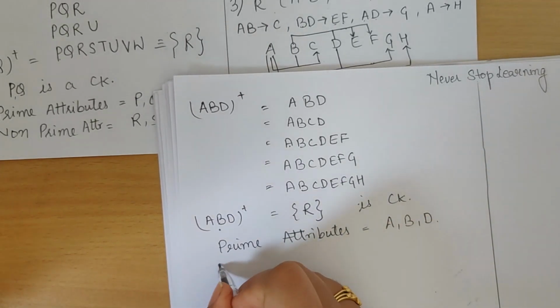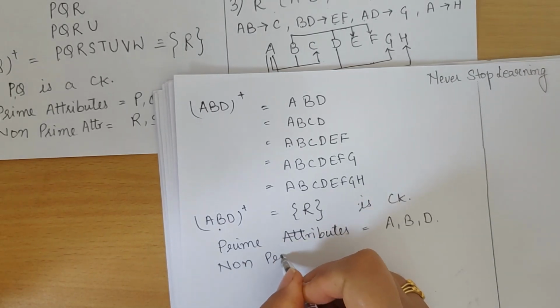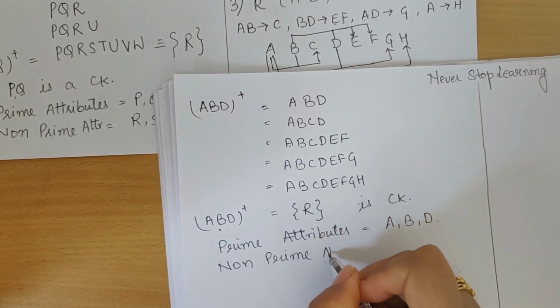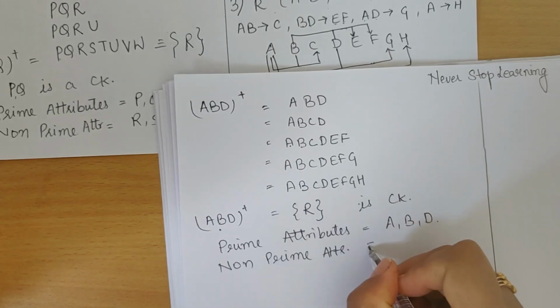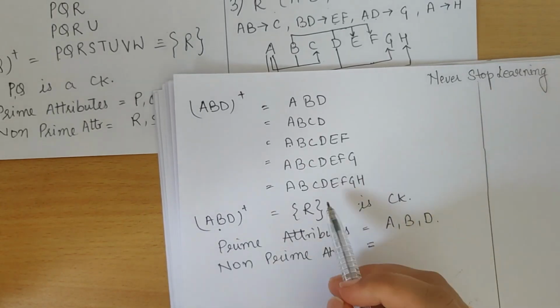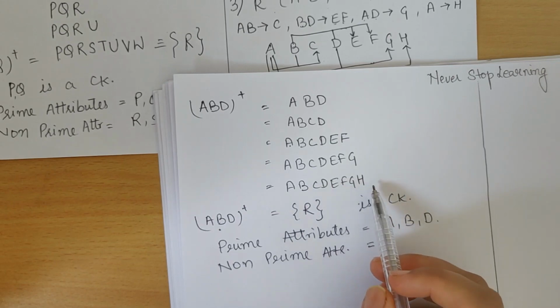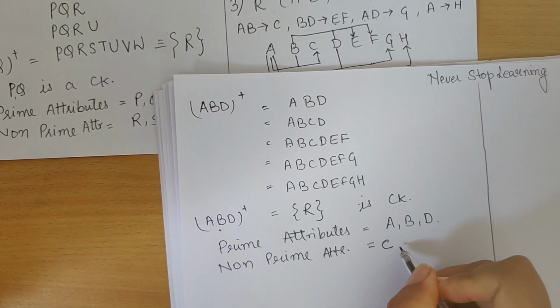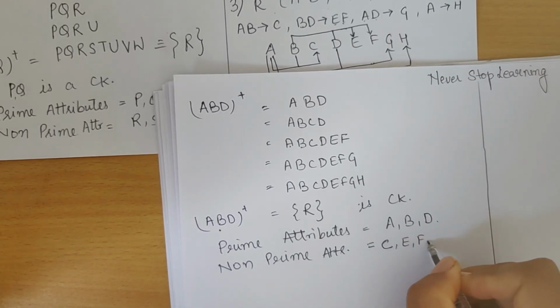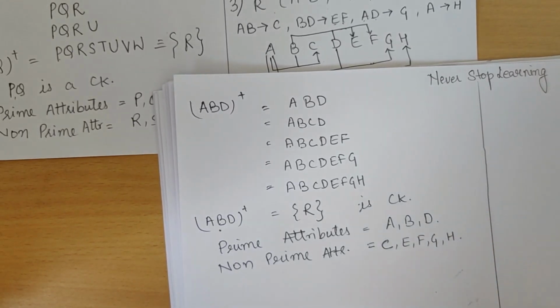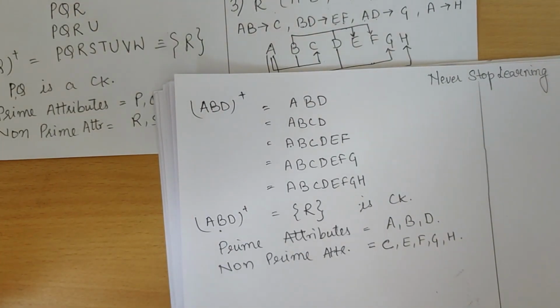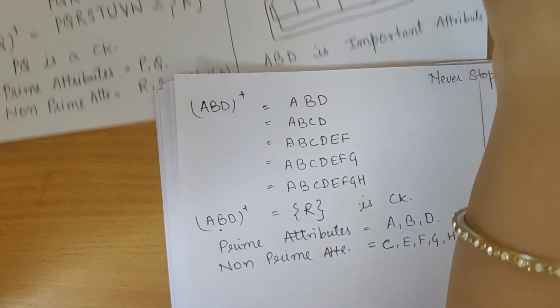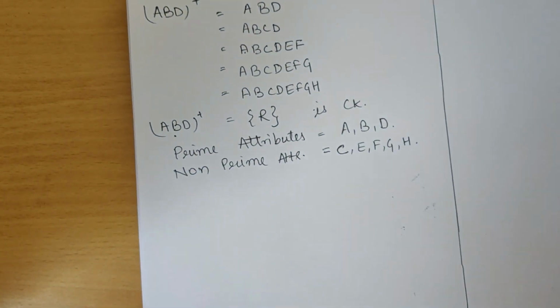Non-prime attributes are those which are not part of the candidate key. So if somebody asks, the relation consists of A, B, C, D, E, F, G and H. A, B, D are the prime attributes, so the remaining C, E, F, G and H are the non-prime attributes. I hope this question is also clear to you. Now let's take one question which is different from all these which we have already solved.